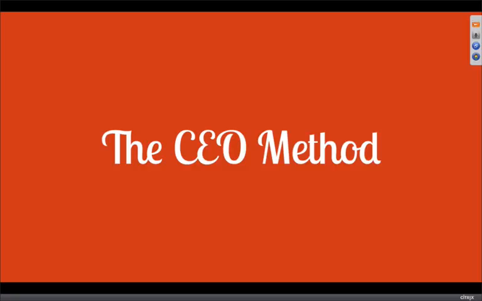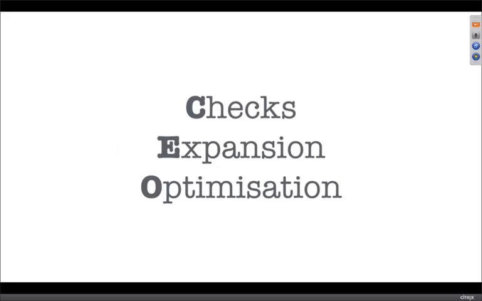So this is the acronym we're going to follow, my CEO method. There's three main things that we're going to be doing when we manage an account. There's some ongoing checks. There's some expansion stuff. I'll talk very, very briefly about that. And some of the things that you can do to grow the account. The vast majority of it, probably 80%, is the optimization. So that's the main focus for today.